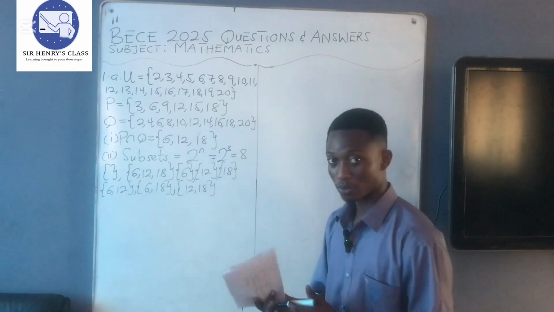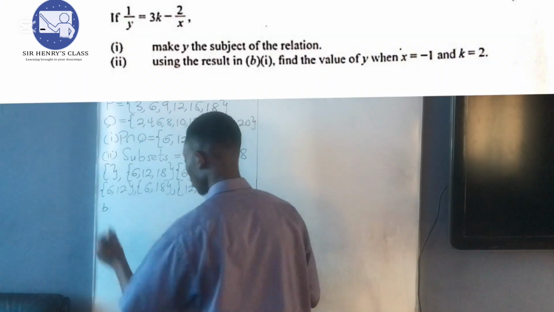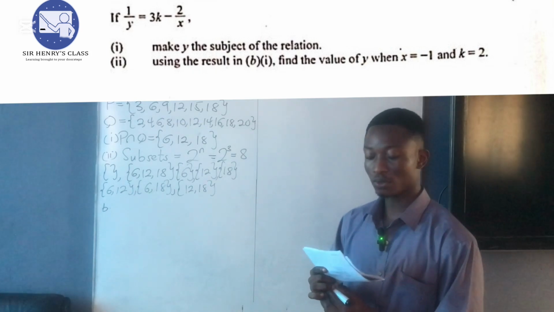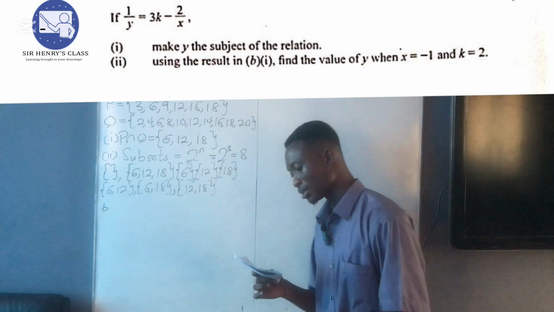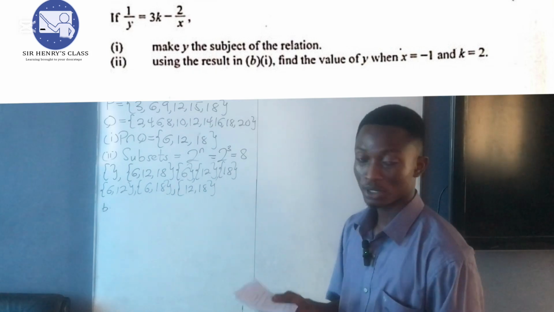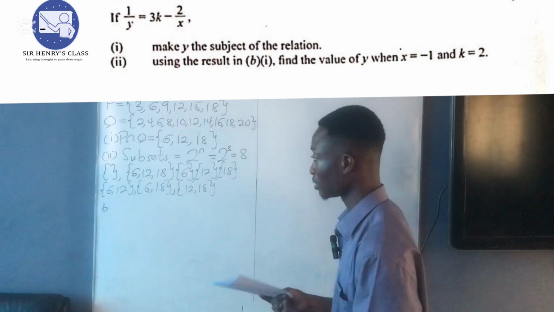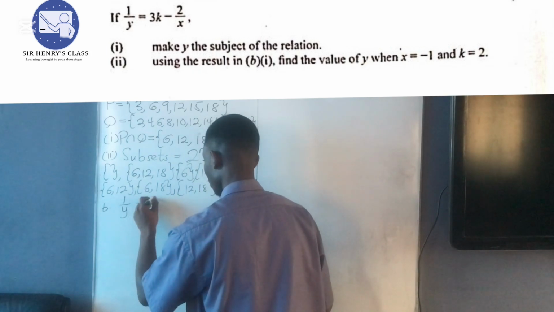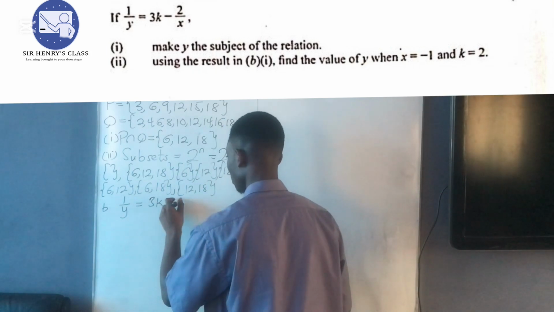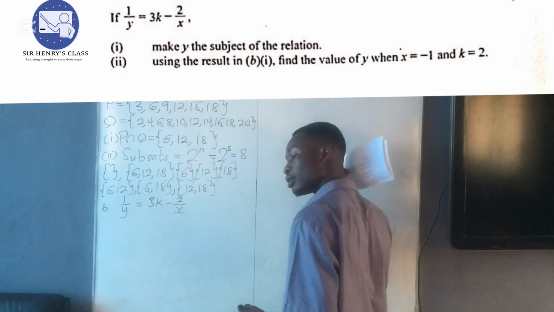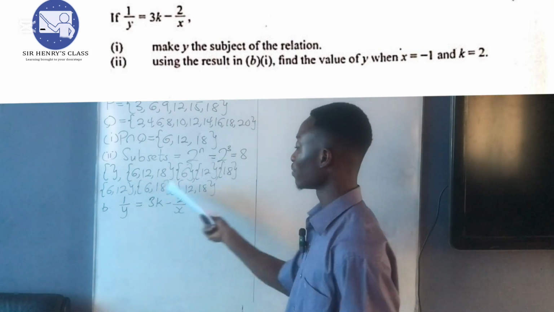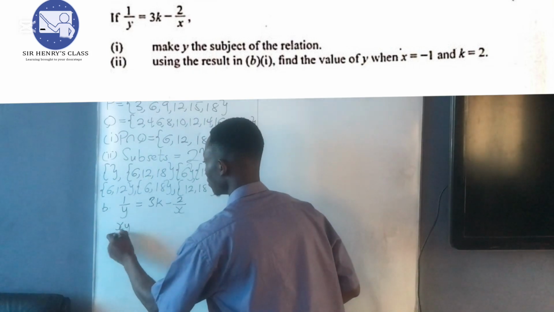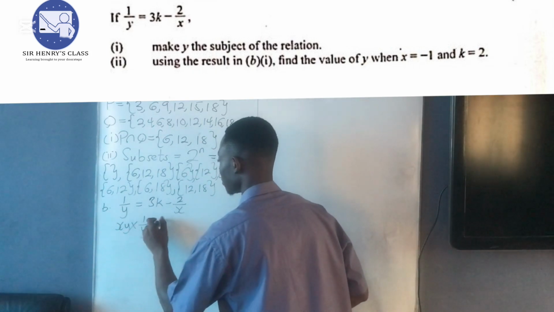Now let's kindly move to 1B. 1B: if 1 over y is equal to 3k minus 2 over x, you have to make y the subject and find the value of y when x is -1 and k is +2. So this is the relation given: 1 on y equals 3k minus 2 on x. The LCM of these two fractions, 1 over y and 2 over x, is xy. We multiply through using the LCM.